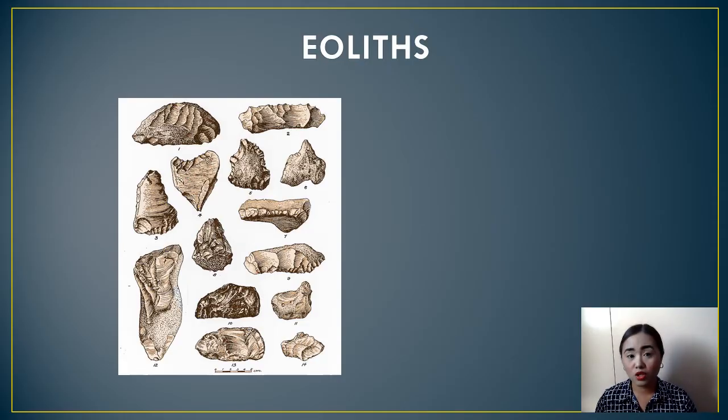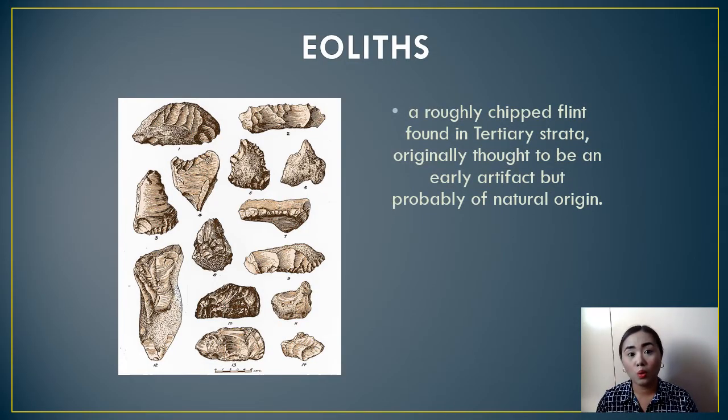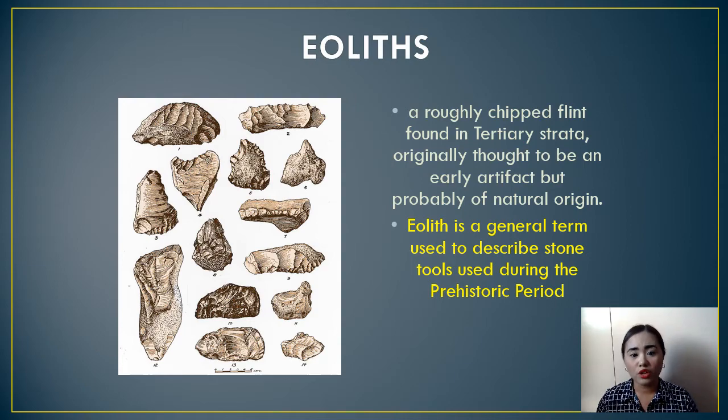For these stones to be fashioned as prehistoric sculptures, eoliths or stone tools should be used. Eolith is a general term used to describe stone tools used by our ancestors during the prehistoric period. These eoliths were not only used as tools to be able to create sculptures, to be able to carve in walls, but these eoliths were also used for hunting animals. It was also used as a form of protection.